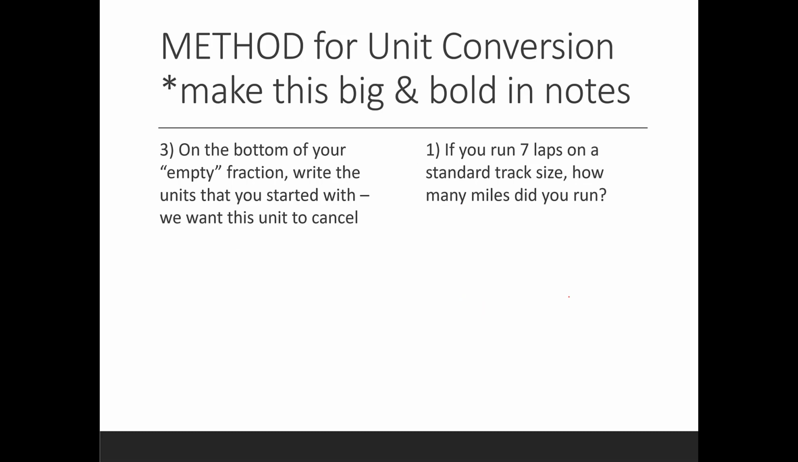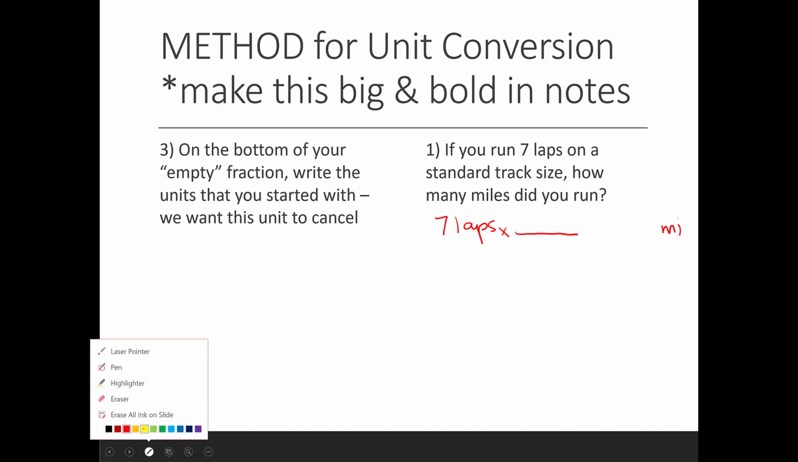So I'm just going to copy over what I just had. 7 laps. My empty fraction. It's going to be some number of miles. Step 3 here says to, on the bottom of my empty fraction, write the units that I started with. We want this unit to cancel. So the unit that I started with is laps. So I'm going to change colors actually. I'm going to write laps on the bottom. This is my new step 3. Laps is on the bottom. I want this unit to cancel out.